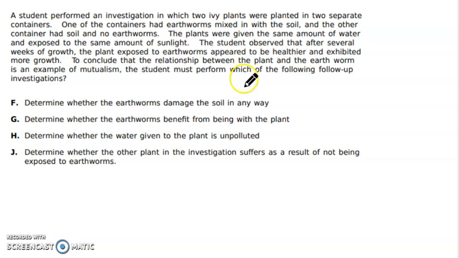All right, so if we look at the question itself, it's asking about the relationship between the plant and the earthworm, and it says it's an example of mutualism. Basically it's asking, how do we know that? What else could we study to figure out if this is really an example of mutualism?